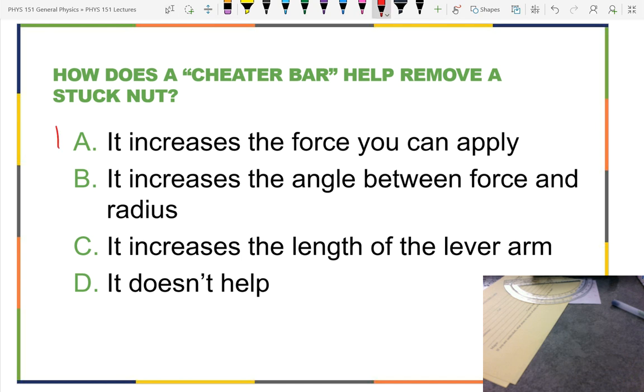One person said increases the force you can apply. Nobody said increases the angle. 25 said increases the length. And nobody said it doesn't help. I'm glad nobody said it does not help, because it definitely helps.